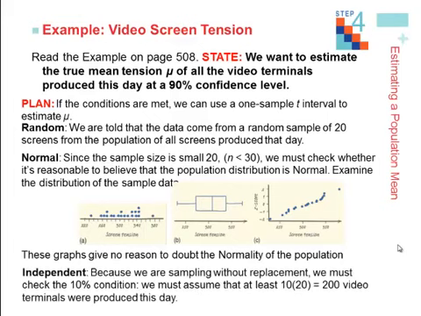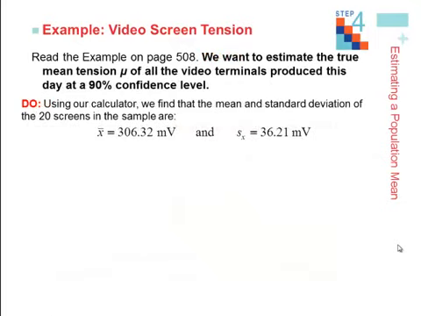The third condition is independence. Because we are sampling without replacement, we must check the 10% condition. We must assume that at least 200 video terminals are going to be produced that day. N is the name of the test. What we are running is a one sample t interval for means, or you could use the formula x bar plus or minus t star times s sub x divided by the square root of n. From our samples, we end up with an x bar of 306.32 millivolts, and our standard deviation is 36.21 millivolts.